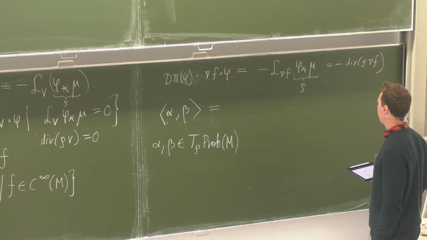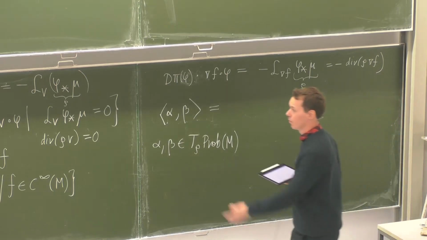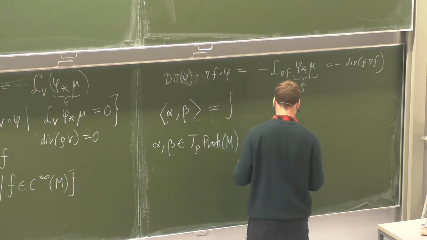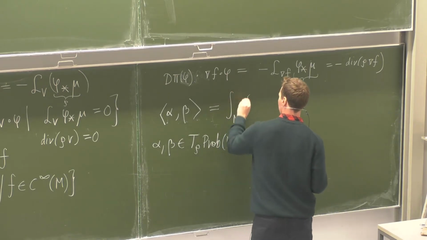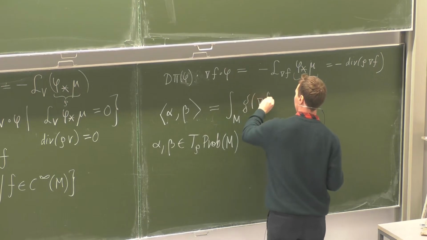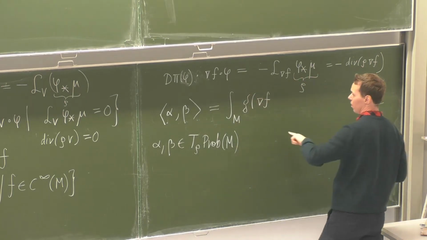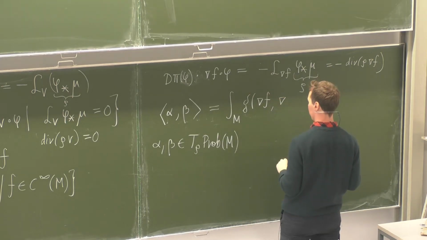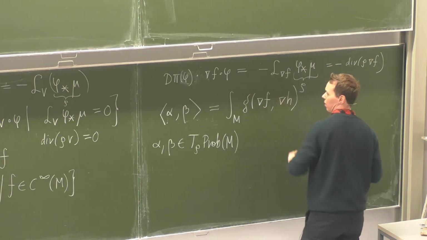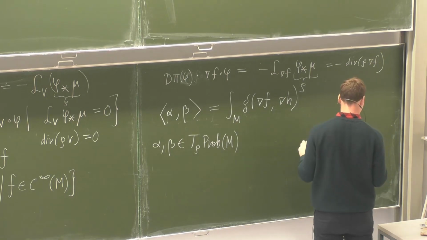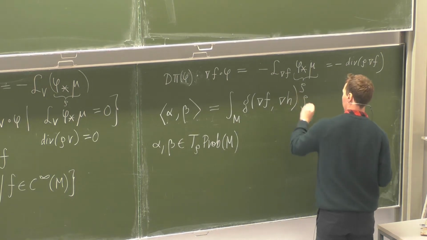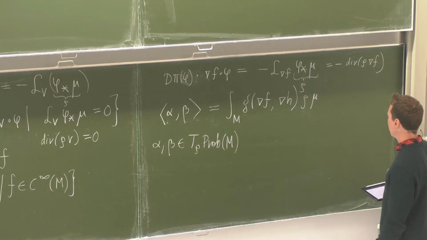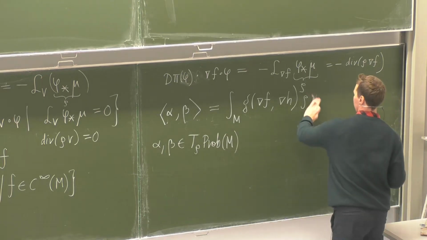And then I just use the formula for the metric. So this is going to give me the integral over M of d grad f. Let's say grad f is the one corresponding to alpha, and grad h corresponds to beta. And this should be integrated with respect to rho.